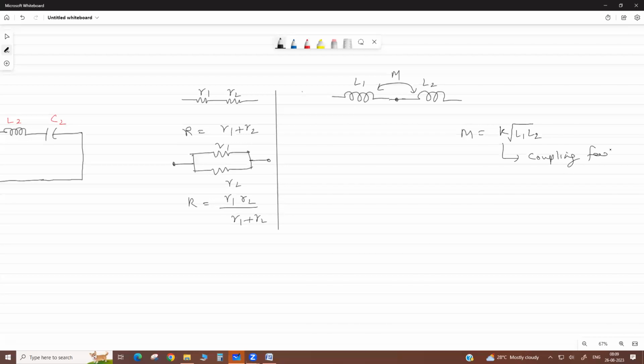If 100% coupled, K equals 1, which means the entire flux produced by L1 is linked with L2, and the flux by L2 is linked with L1. Okay, this is mutual inductance.